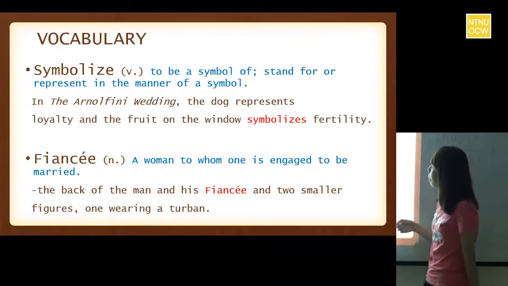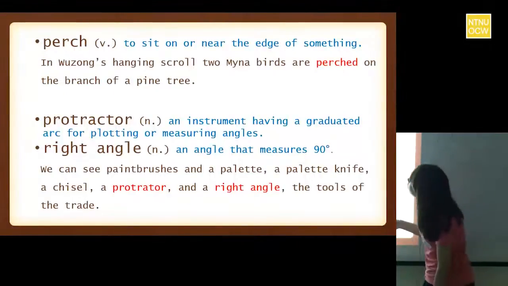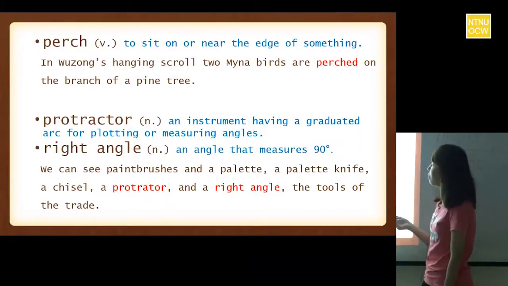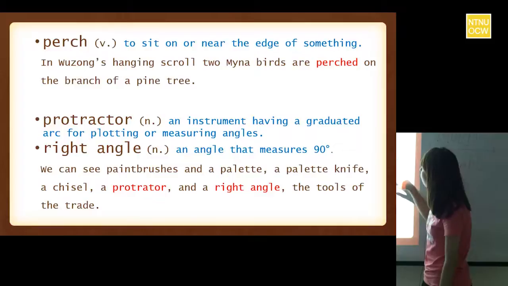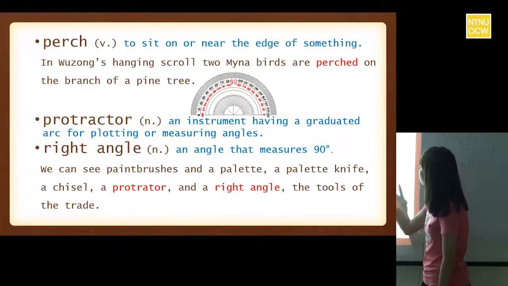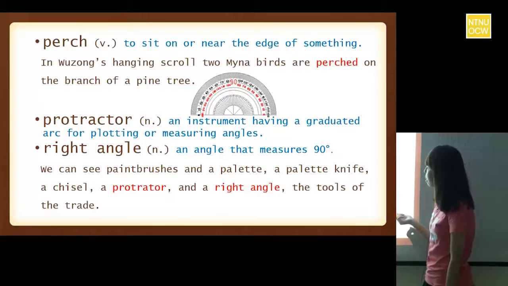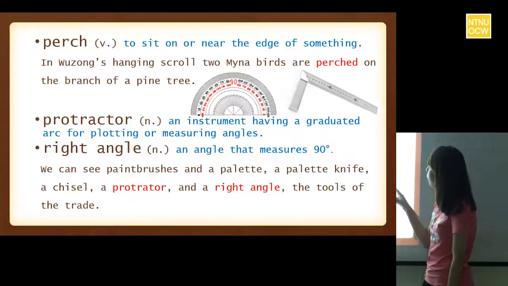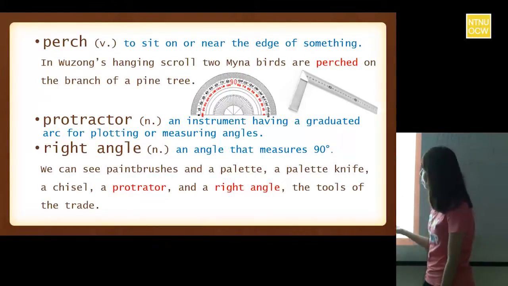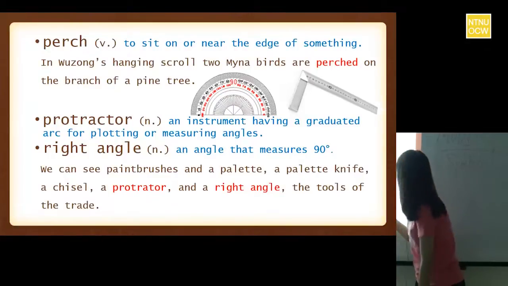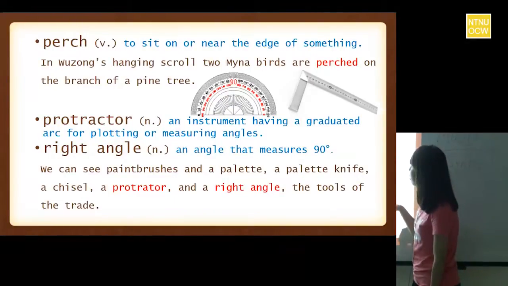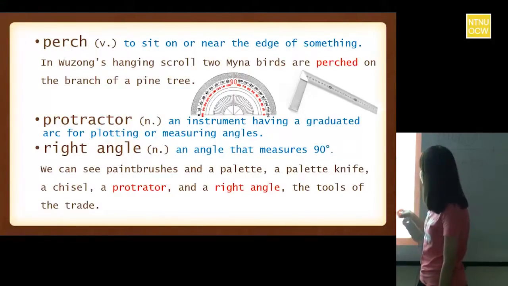And the next word is perch. It means to sit on or near the edge of something, like the two minor birds. The next two words are protractor, 量角器, and right angle, 直角板. I feel these words are uncommon, so I want to introduce them. The protractor is for plotting or measuring angles, and right angles are measured at 90 degrees.